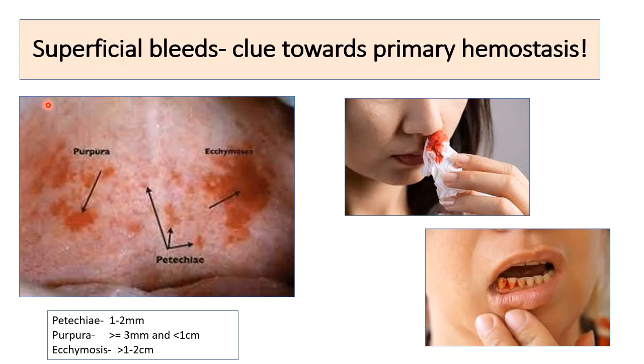So superficial bleeds give a clue towards a primary hemostasis, like epistaxis, gum bleeds, and skin bleeds being petechiae, purpura, and ecchymosis. So what is a petechiae? Petechiae is tiny skin bleeds of 1 to 2 millimeter size. Purpura is of more than 3 millimeter, however less than 1 centimeter, and ecchymosis is more than 1 to 2 centimeters, so a large patch. So these are all certain clues towards primary hemostasis.